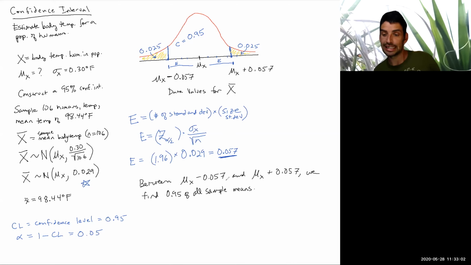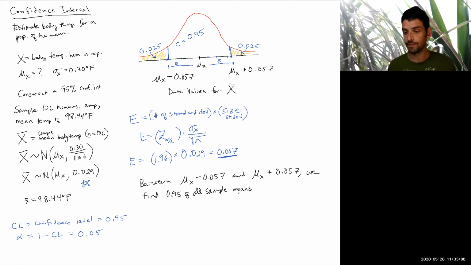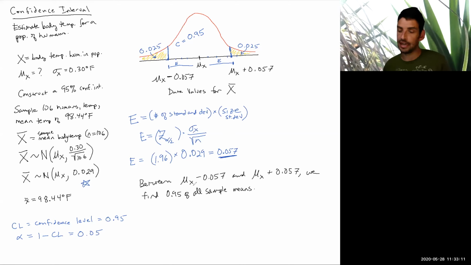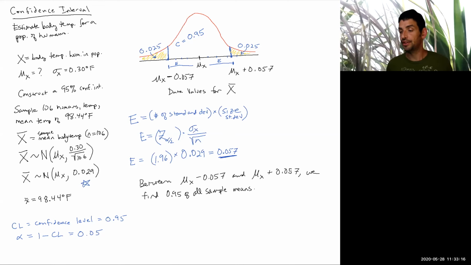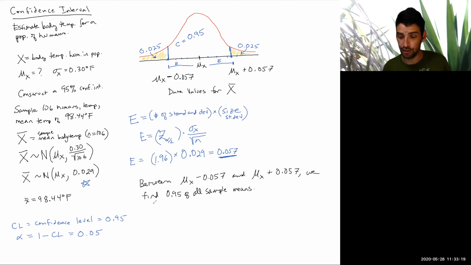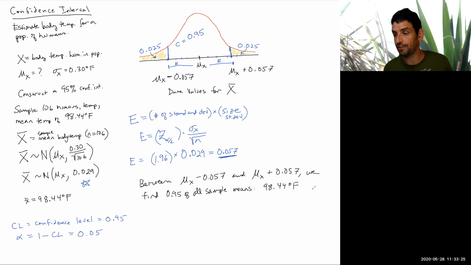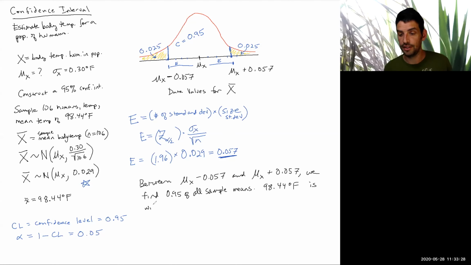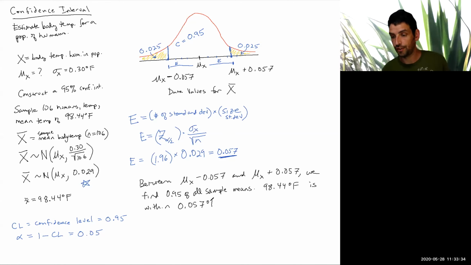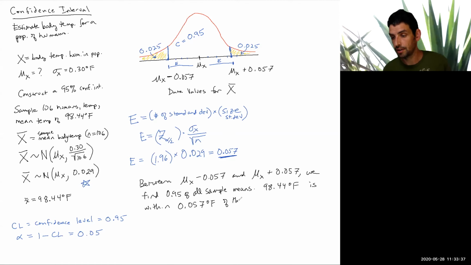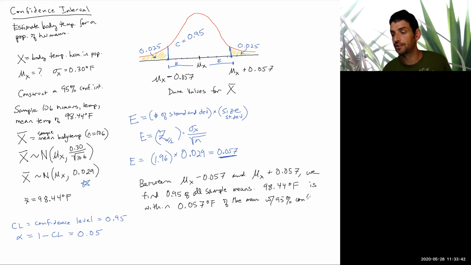Right? So we expect that this X bar that we took, it's not precisely accurate to say, but it's a reasonable way to think about it. It has a 95% chance of being between these two numbers, whatever they are. In other words, X bar, 98.44 degrees F, is within 0.057 degrees Fahrenheit of the mean, with 95% confidence.